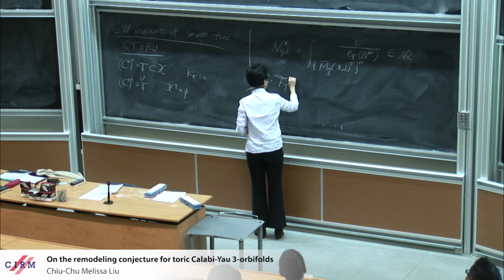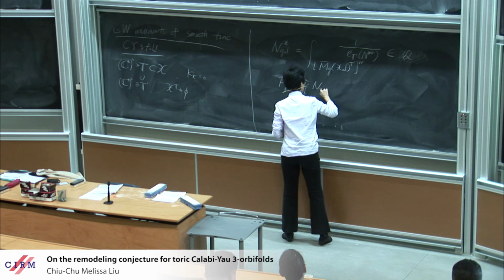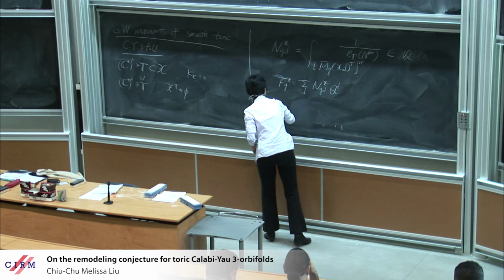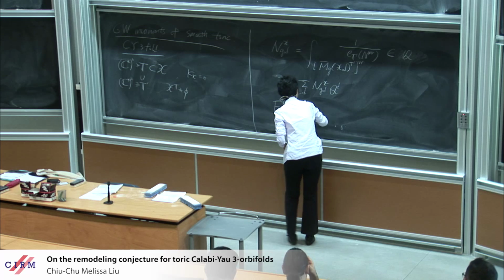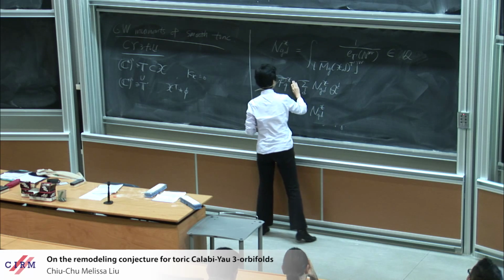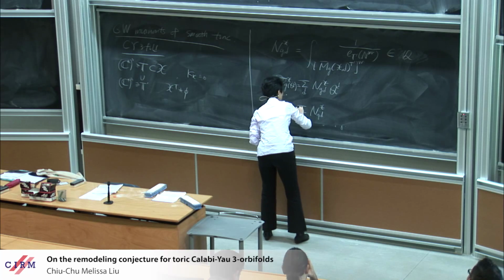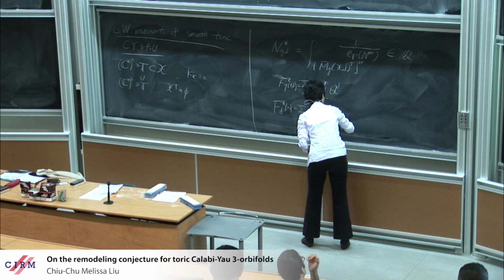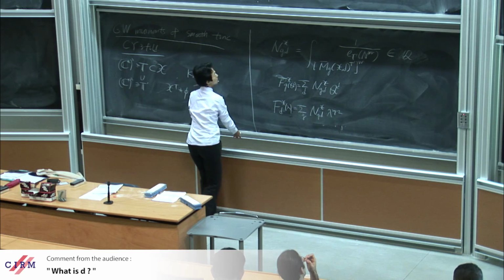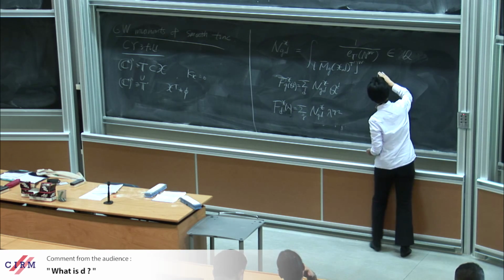Okay, and then we can form two types of generating function. One type is you fix genus and sum over degrees. You can also fix a degree and sum over genus. So maybe let me write this depends on Q, and this depends on lambda. Okay, and then degree is a curve class.